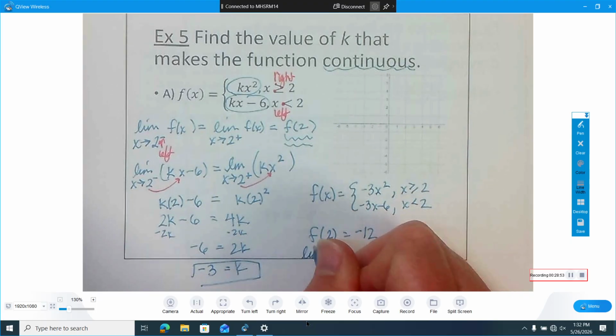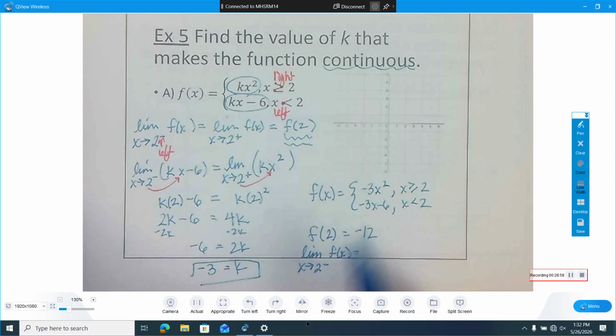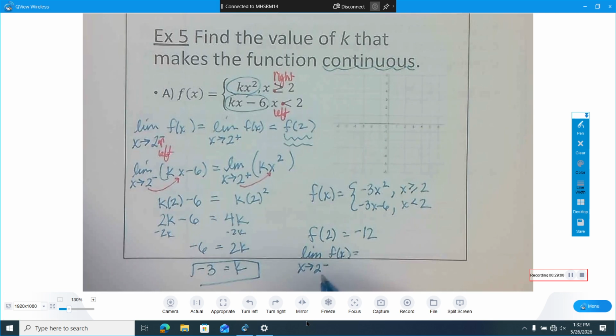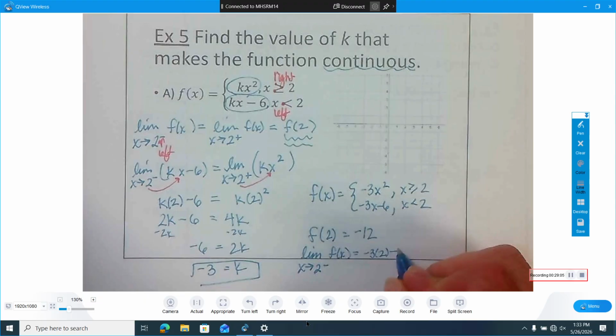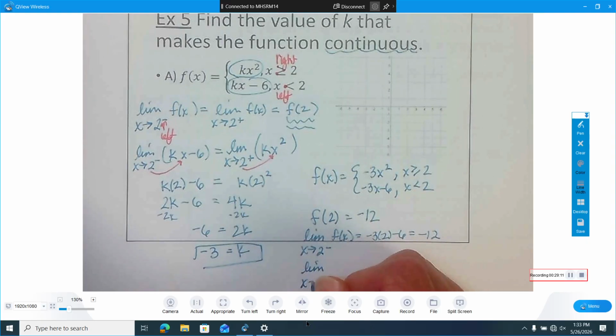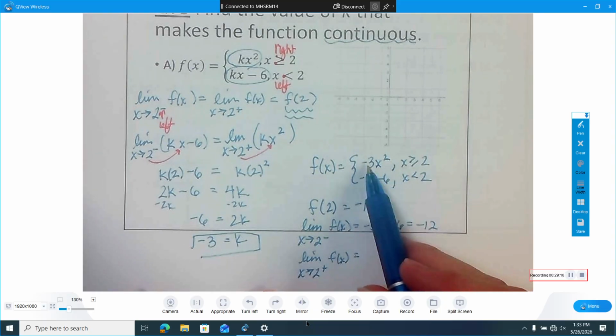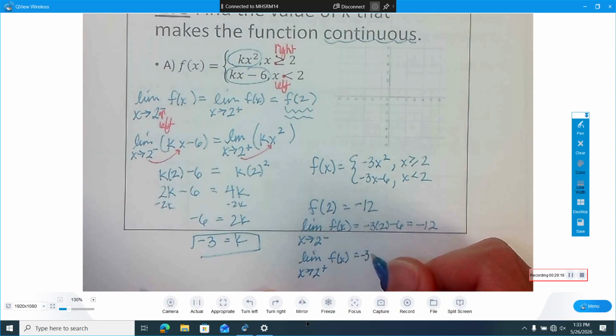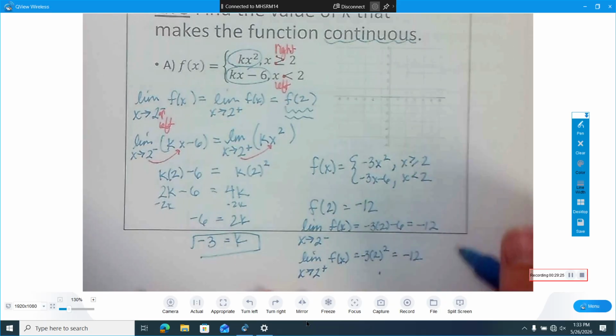I think the best practice would be to check my limit from the left, but this is pretty easy to plug in. From the left, it would be negative 3 times 2 minus 6. That is also negative 12. And the limit from the right. So using my right side equation, which is the top equation, negative 3 times 2 squared, 4 times minus 3 is also negative 12. So yes, it is continuous.